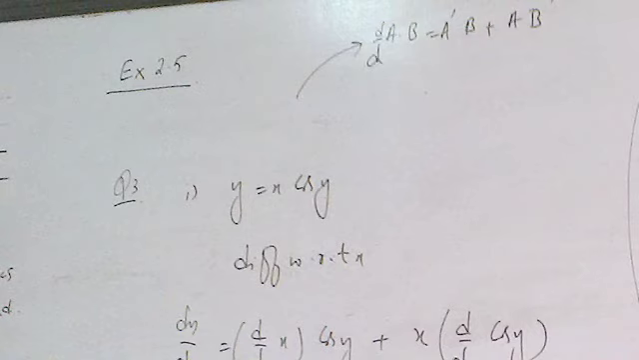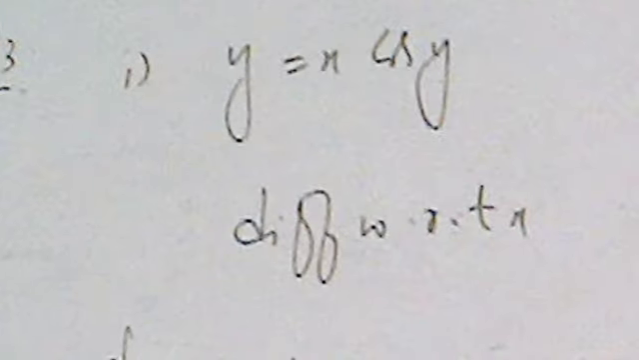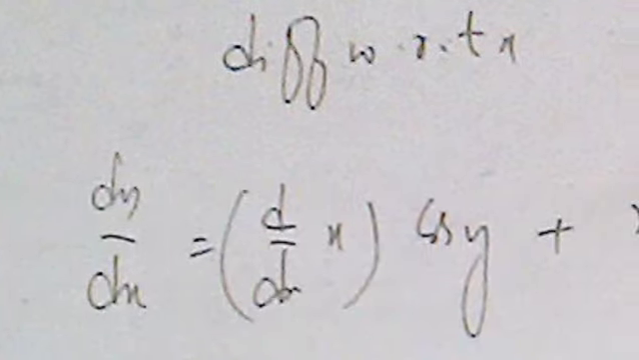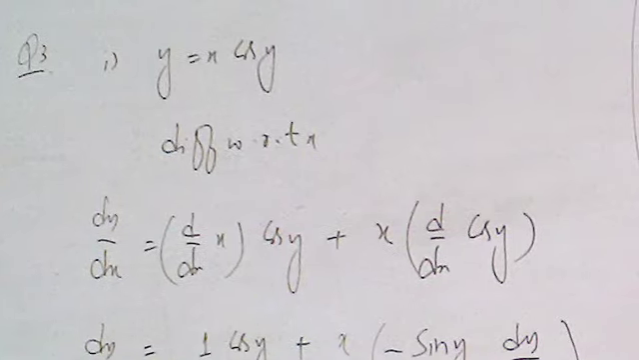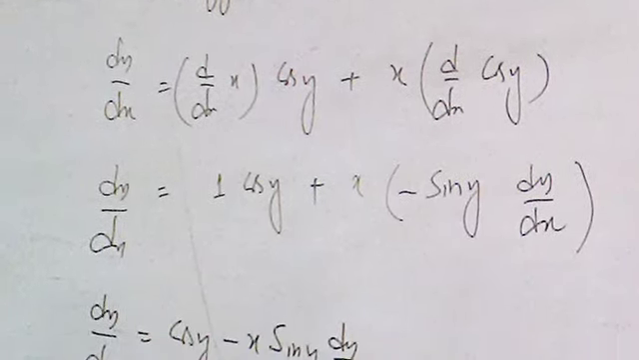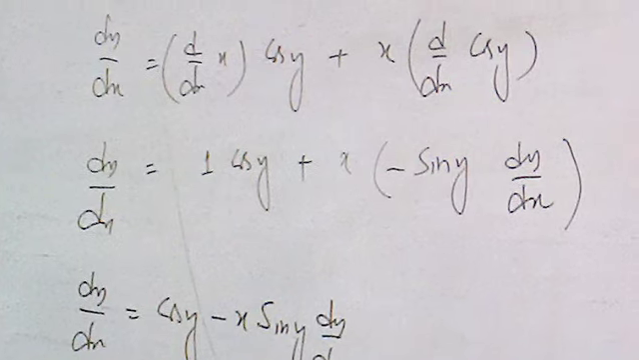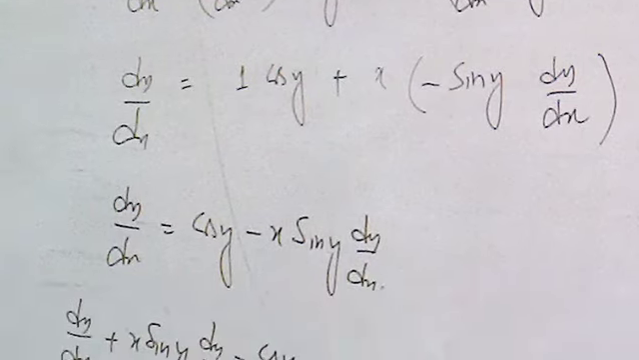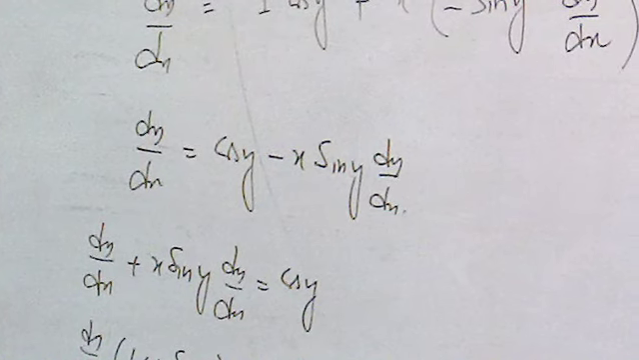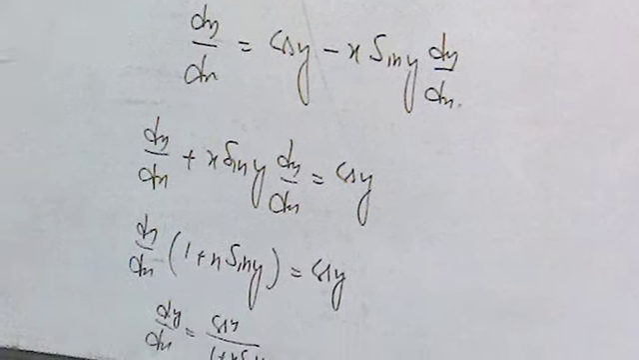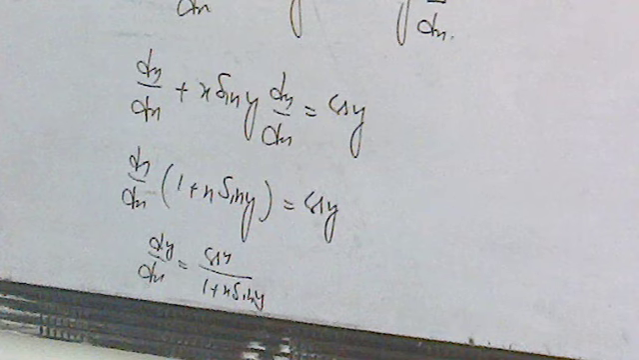Now this is question number 3. We have x cos y. We again apply the product rule. Derivative of x is 1. Derivative of cos y is minus sin y, and then the derivative of the angle y is dy by dx. Now we move dy by dx to the left hand side, take it common, and then divide by this value.